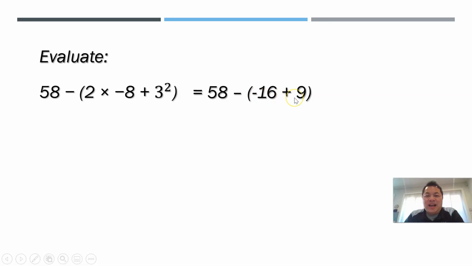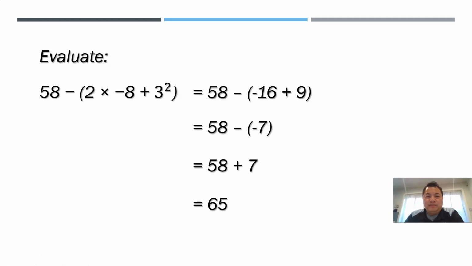Once you have solved that, let's solve the bracket inside. Minus 16 plus 9, that's how I get minus 7. So when I have 58 minus minus 7, it simply means 58 plus 7, which is 65 as the answer. Okay, moving on to another example.